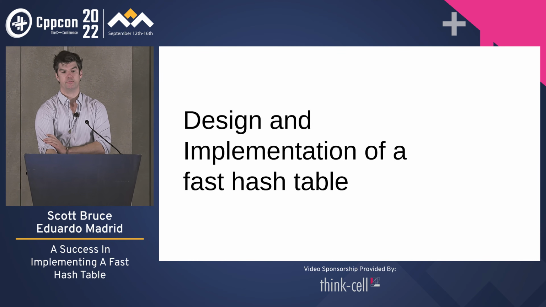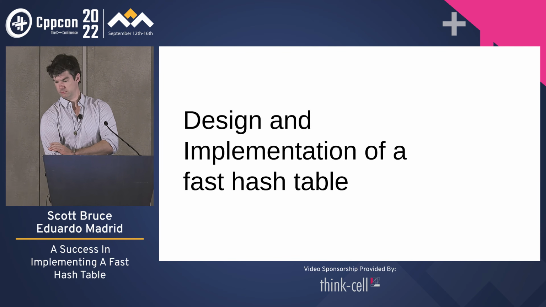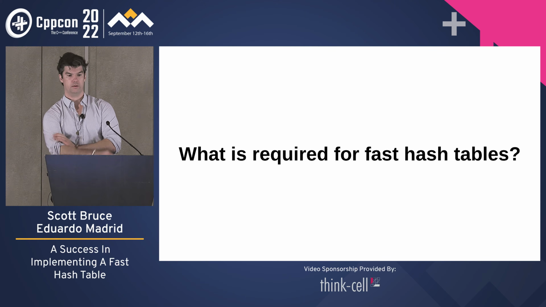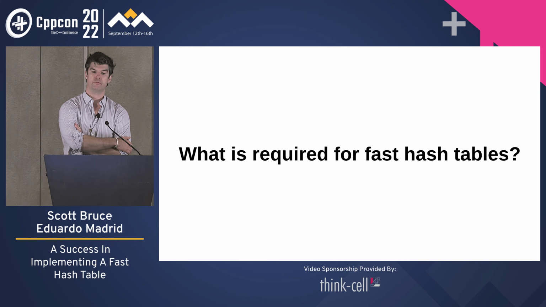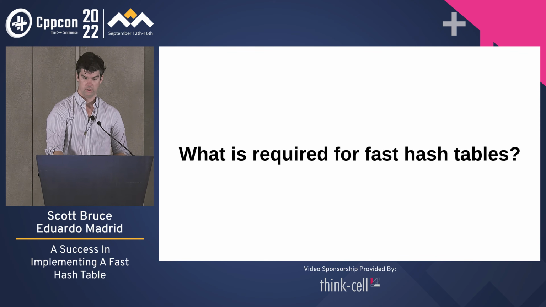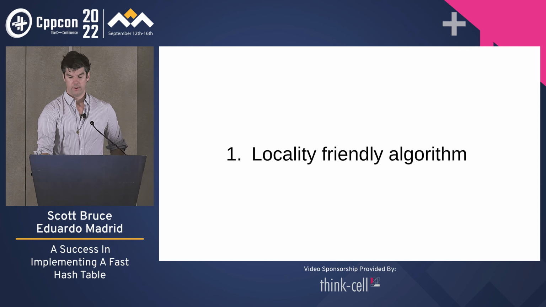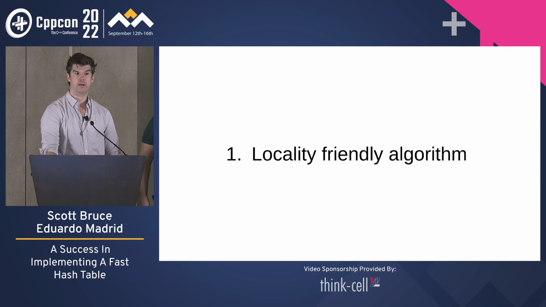So we're going to talk about the design and implementation of a fast hash table. First, we need to know what is required for fast hash tables and high-performant programming in general. You have to have a locality-friendly algorithm. If you do not have a locality-friendly algorithm, your code will not be fast. Cache lines are extraordinarily expensive. Fetching them takes a long time.